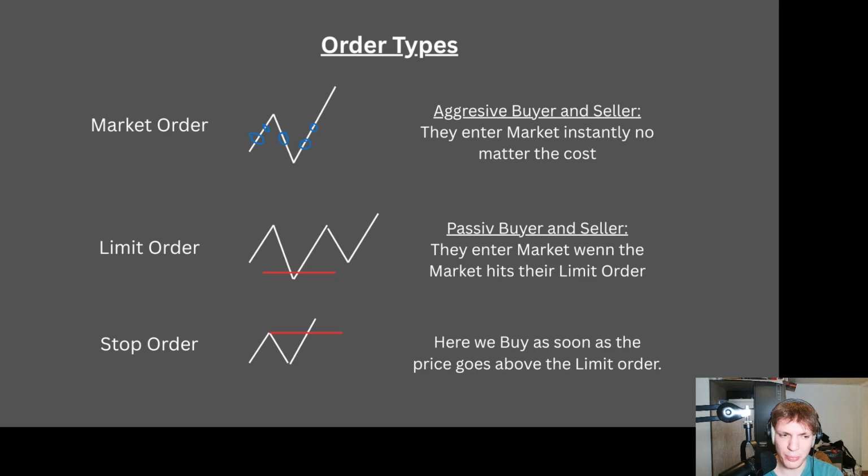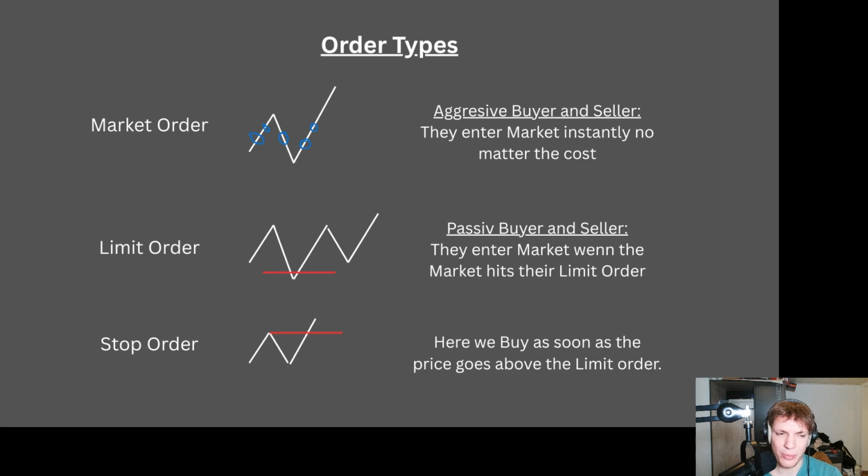I will show you the order types here again. Market order: you enter a trade immediately at the best available price. This is aggressive. Limit order: you enter only if the price reaches your specific level. This is passive trading. For example, here the price moved up, it moved down, it hit the red line there, and that's exactly where our limit order went into the market and, in this example, bought something.